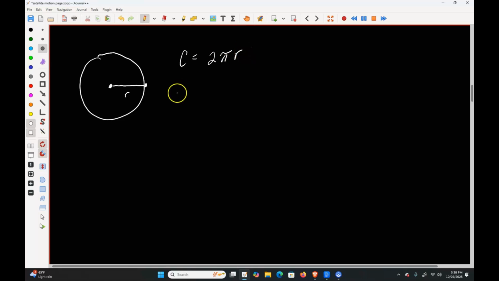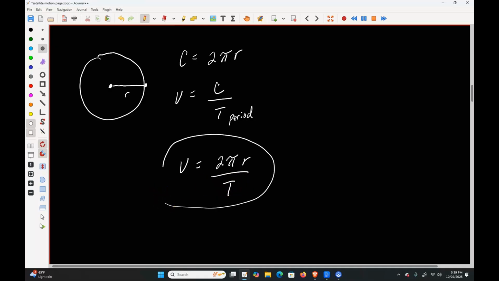So I can say then that velocity is equal to the circumference divided by the time. This time is going to be the period. The period is the amount of time it takes for it to make one trip around. So we can say then that velocity is equal to 2 pi r over t. These will be our two formulas that we'll use primarily for velocity when dealing with one thing going around one thing.